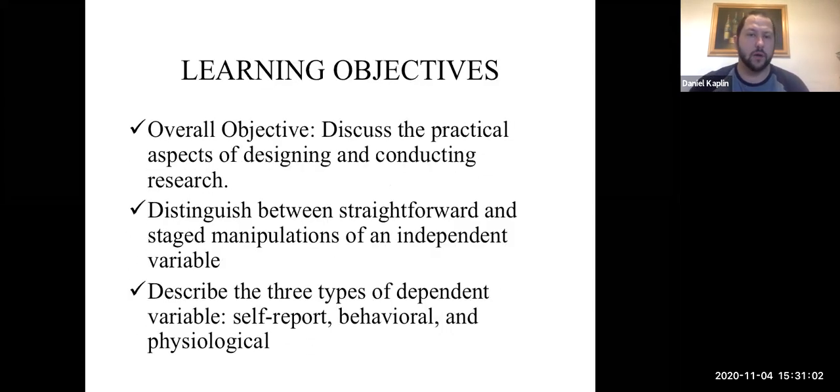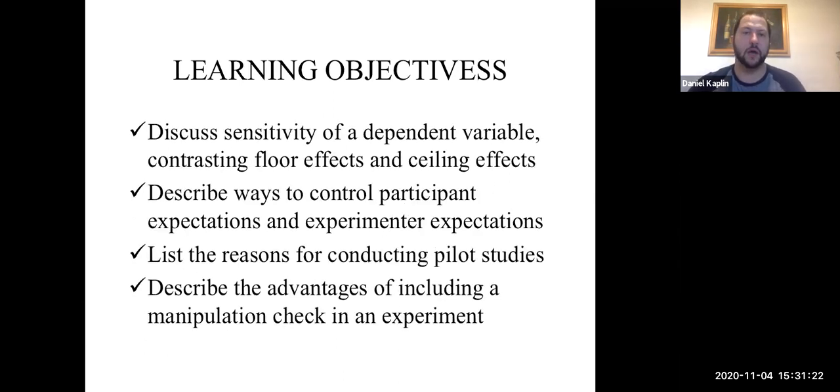So the general or overall learning objective is to cover the practical aspects of design and conducting research, to explain the difference between a straightforward versus staged manipulation, talk about different forms of measurement on the dependent variable, to talk about sensitivity and how you assess floor effects and ceiling effects and how they're problematic for research, and talk about pilot studies and manipulation checks. And by the end of that, we should be done.